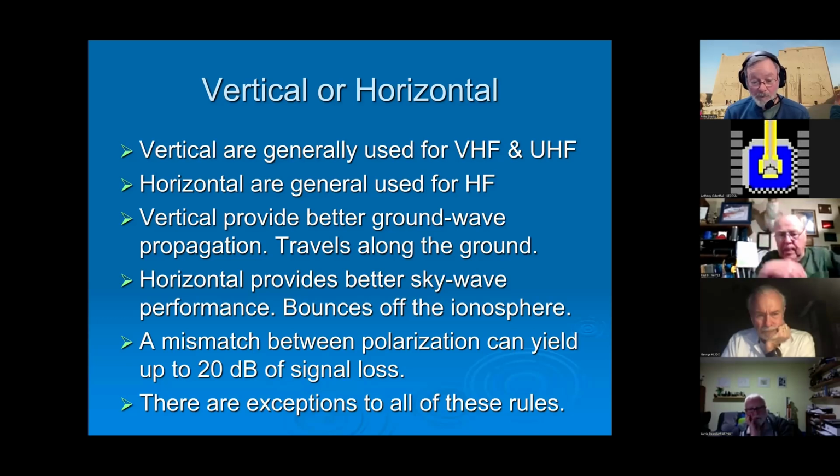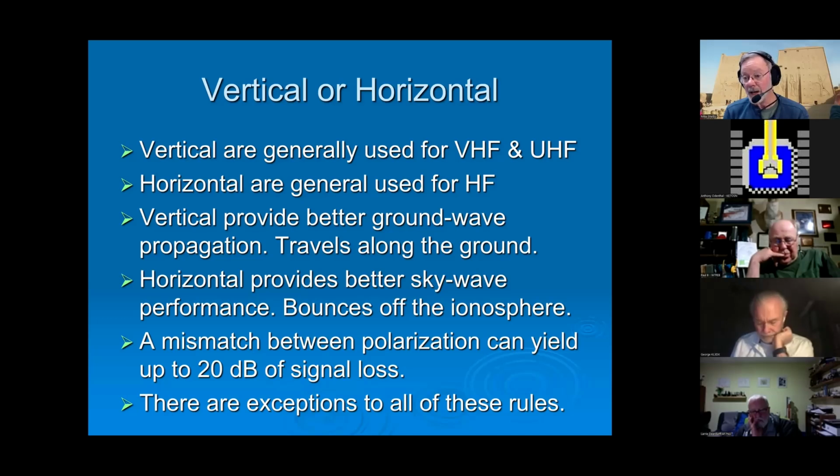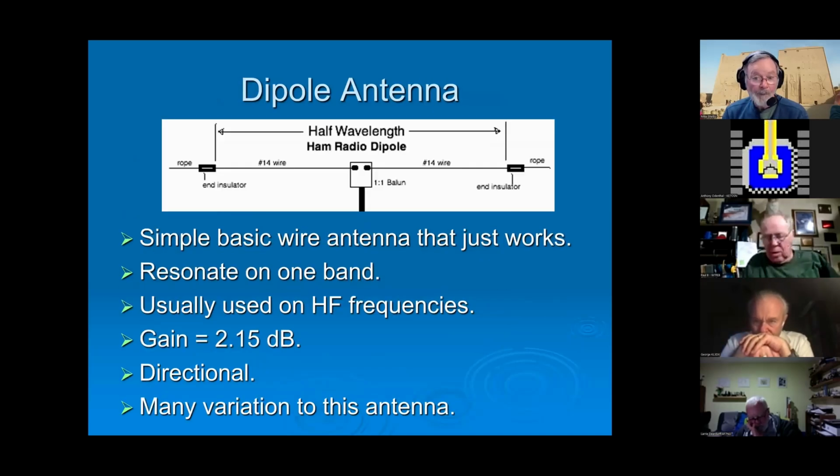So I have a final bullet down there. There are exceptions to all of the rules above. All the rules that I put out there are what you're most likely to experience with polarization. There are still exceptions, and that's for a whole other discussion. I don't want to confuse anybody at this point in time, but those five top bullets you can use pretty much verbatim.